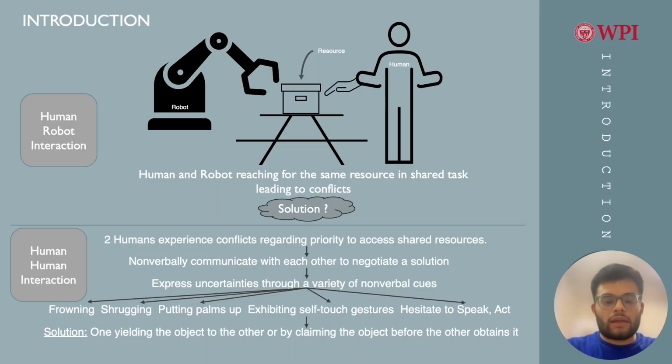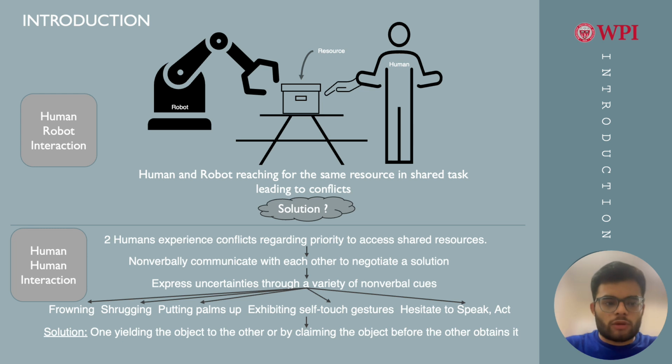Speaking about conflicts, we can think about human-human interaction as well as human-robot interaction. Let's say we have a table on which we have a single resource which is to be shared by both a human and a robot. In such a situation, when a robot and a human reach for the same resource, it is difficult and leads to conflict as to who will get possession of the resource.